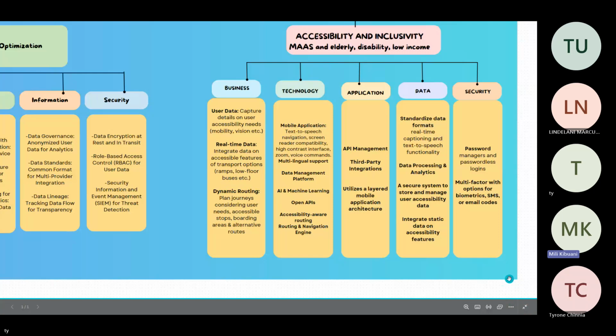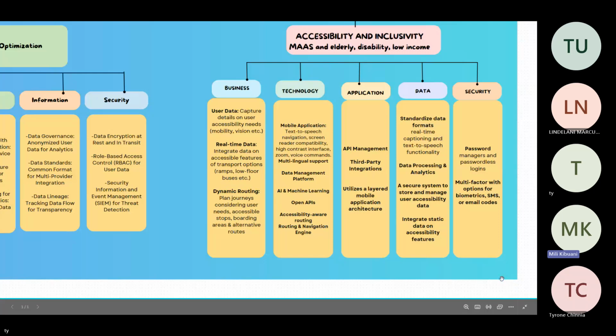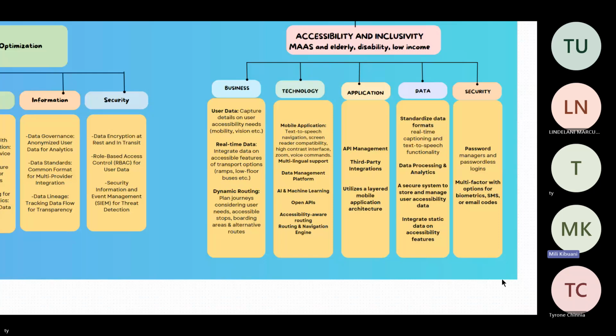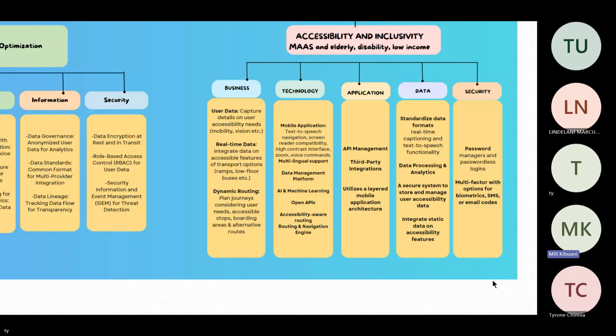On the technology side, we can speak about the mobile application, which could incorporate things like text-to-speech, high contrast interface, voice command, and, not limited to, multilingual support, and a data management platform. We can also make use of AI and machine learning technology. On the application side, we do have API management and third-party integration. We can also utilize a layered mobile application architecture. On the data side, we must standardize data format, real-time capturing and text-to-speech functionality, data processing and analytics, and a secure system to store and manage user accessibility data, and so on.